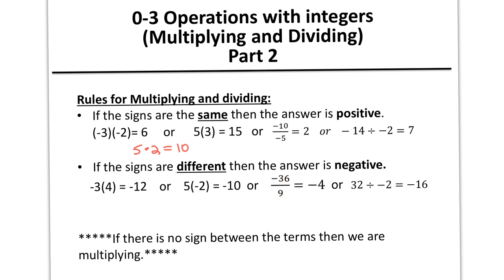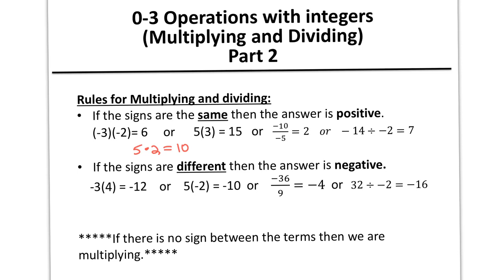Same thing with division. Now notice what happens here. You have a negative on the top and a positive. The 9 is positive because there's no sign on the left side. So it's a +9. You only have one negative, so the answer is negative. Negative divided by a positive is negative.